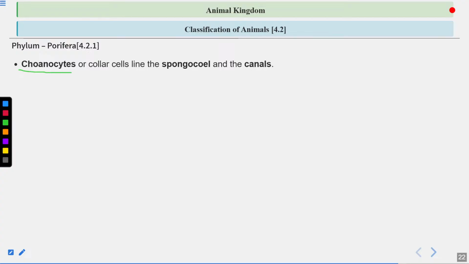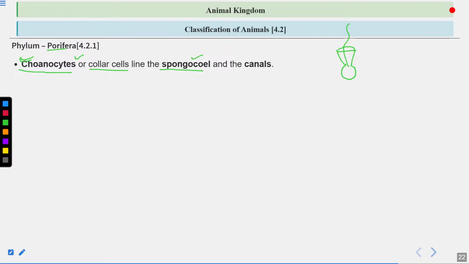Choanocytes. Now, I told you that there are some specific features of each phylum. So, this is the specific feature of this phylum. Choanocytes. Such cells are only found in the Porifera. Choanocytes are not found in any other phylum, right? So, this is the specific feature of the phylum Porifera, right? Choanocytes or collar cells are lined in the spongocoel cavity. So, what is the structure of this? It is something like this. This is the collar-like thing and they are having the flagella, right?